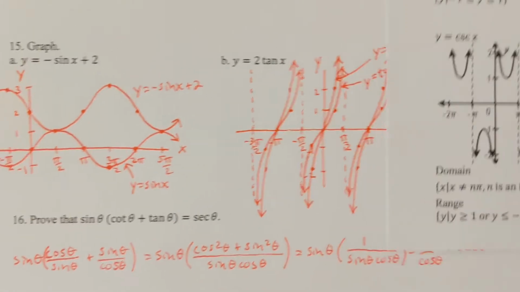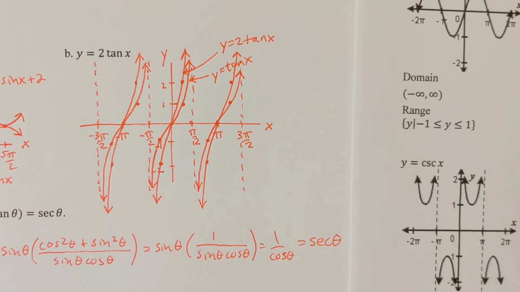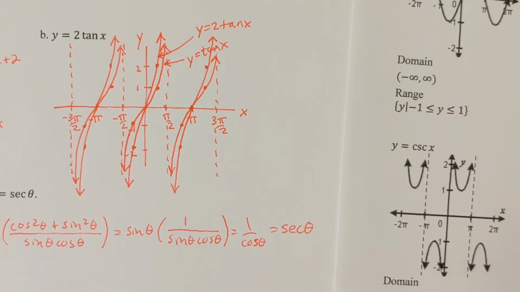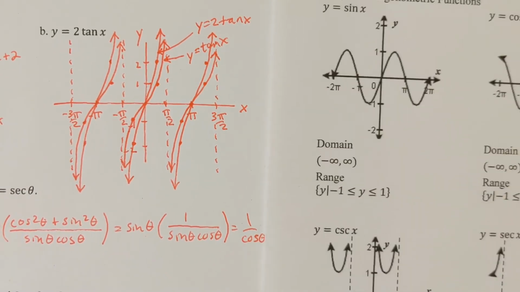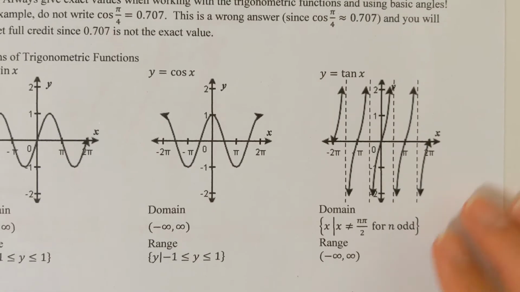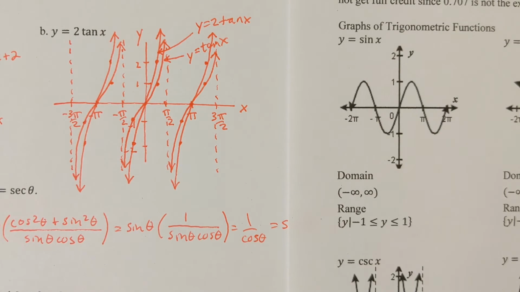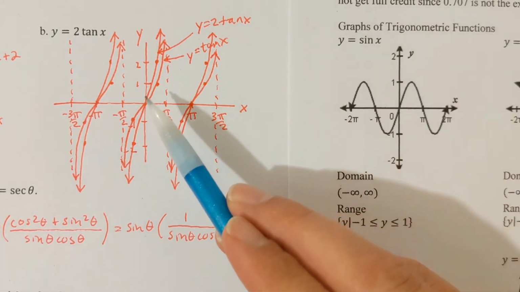Okay, part B is another transformation type situation. So we can graph y equals 2 tangent x. Well, here's the graph of the tangent curve, which is, again, a graph that I'd like you to know. So I've regraphed the tangent curve here.